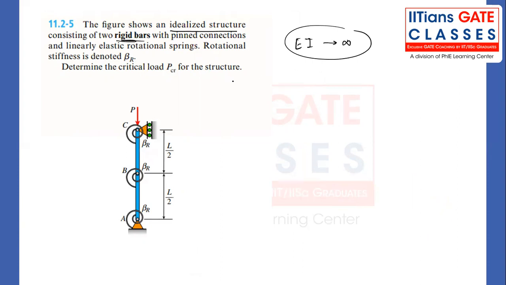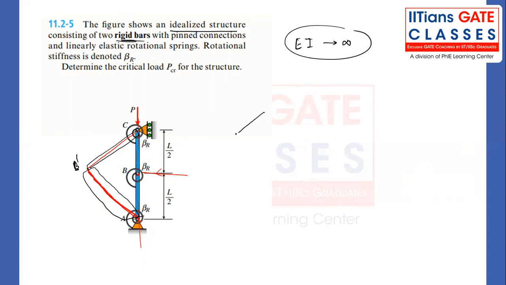What is the critical load of this structure? For this case, again, we have to disturb the system from its original equilibrium condition. If I assume this is the equilibrium condition and I disturb it from here, it will be deflecting like a rigid body. You can take the above part or the below part, whichever you like, and do the analysis. Both portions you can take.